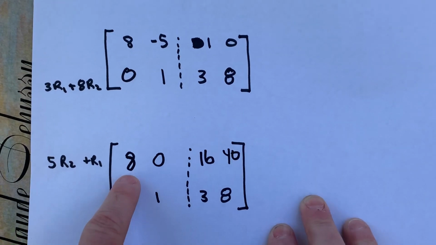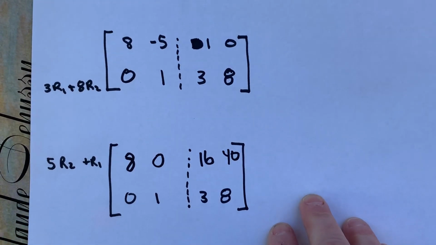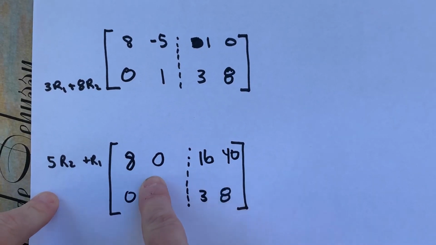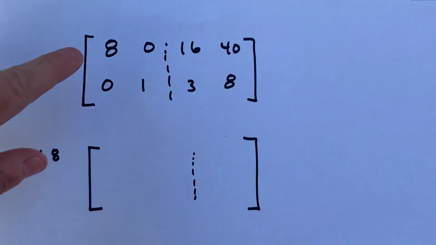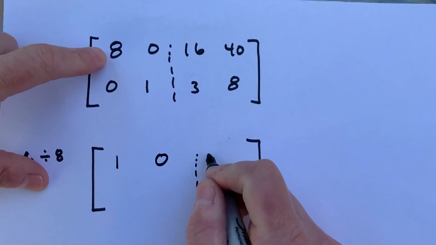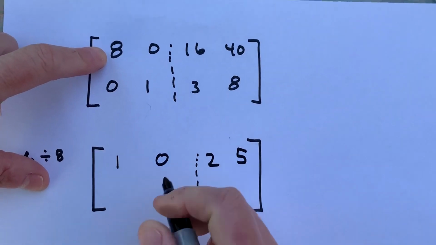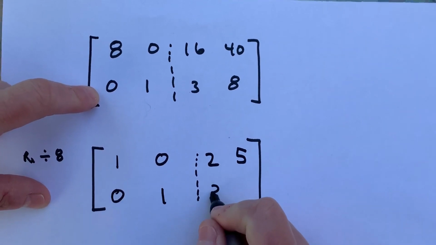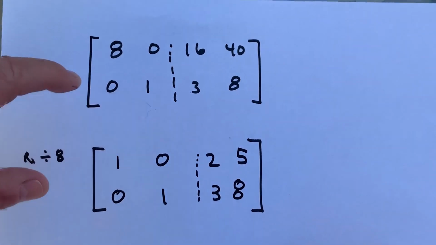Keep in mind, my very next step is to take this and get it to be a 1. The way I'm going to do that is to divide everything in this row by 8. Let's see how we do here. If I divide everything here by 8, I'm going to get 1, 0, 2, 5. I'm going to keep this row the same, 0, 1, 3, 8.